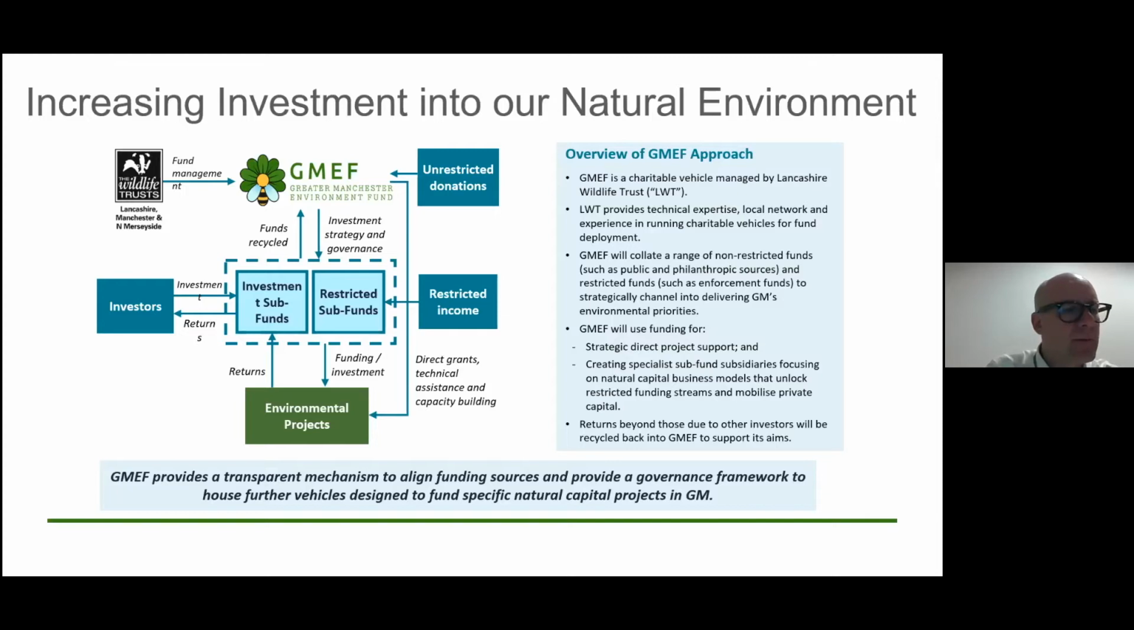And we've recently set up the Greater Manchester Environment Fund, which is looking to channel more funding and investment into the natural environment in Greater Manchester. And this has already invested around £2 million into projects across Greater Manchester, predominantly through grant funding, public funding, that will improve nature and restore over 500 hectares of habitats. But we're looking at ways we can attract further investment into Greater Manchester, particularly from organisations that are wanting to perhaps address their negative environmental impacts.